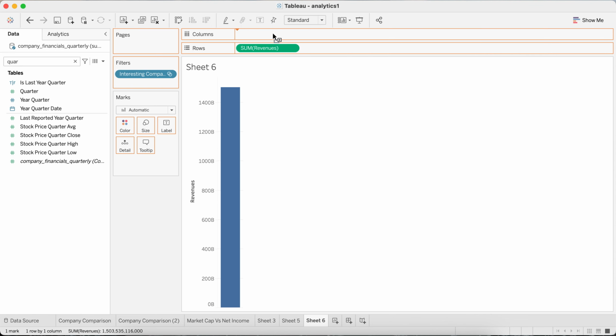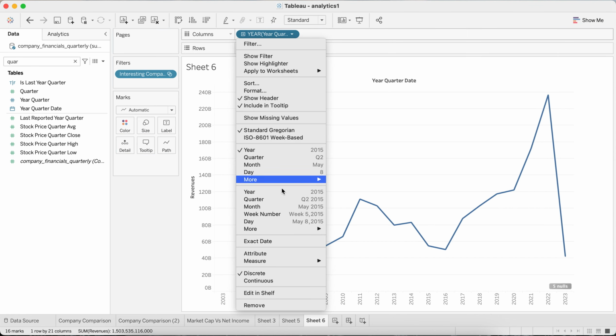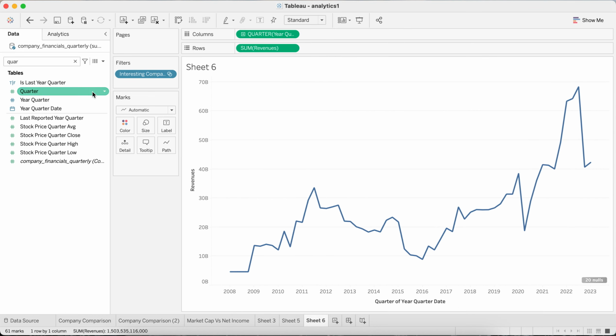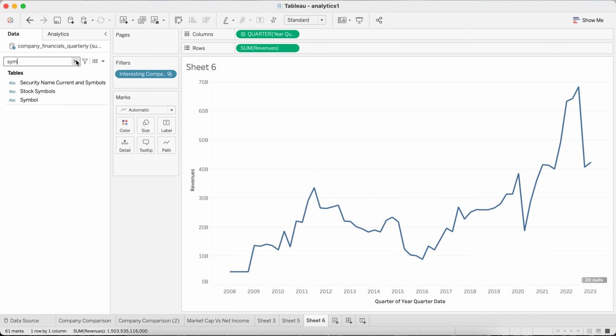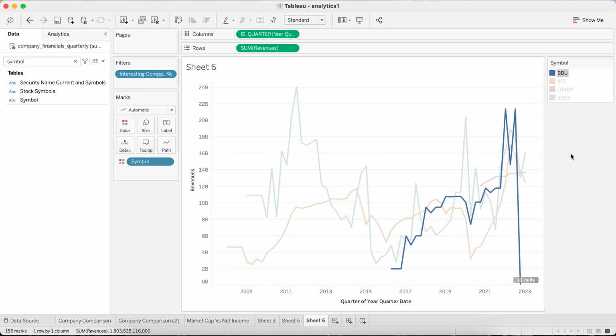and let's take a look at your quarter date. Everything's at the quarterly level. So we can keep it at the quarterly level, and let's separate them by symbols. Okay. It could be that we just simply didn't get all the reported revenues yet, but yeah, BBU is an interesting company that looks like it's potentially growing in revenues.